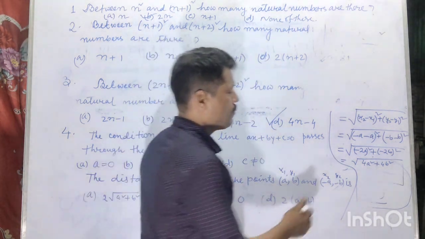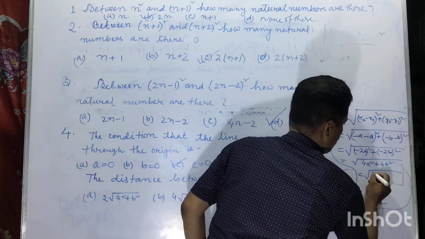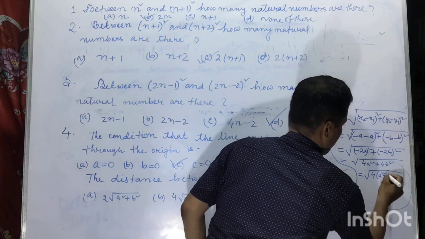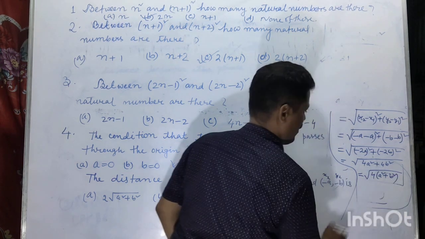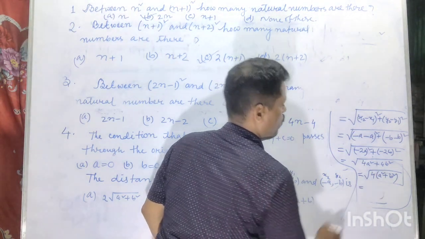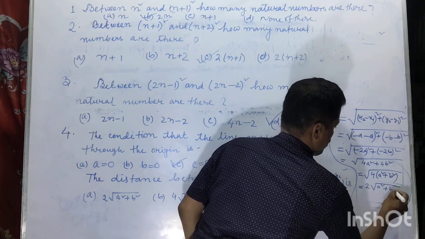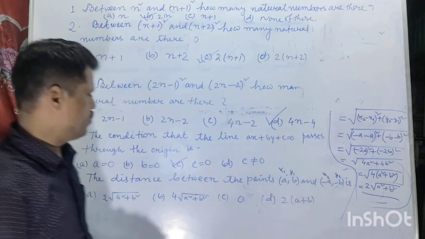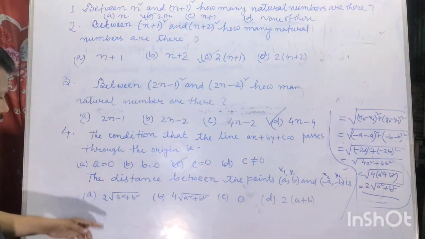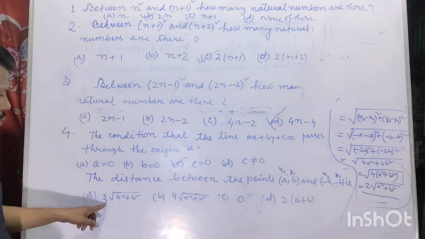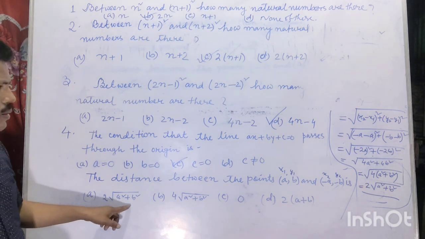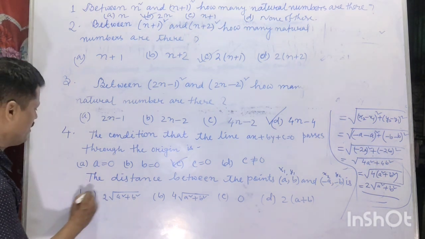So here we can take 4 common, then a square plus b square within the bracket. Now the square root of 4 will be 2, and under root a square plus b square. Let's see whether this option is there or not. Yes, option A is twice of under root a square plus b square. So option A is correct.